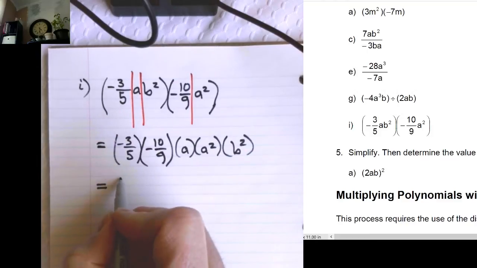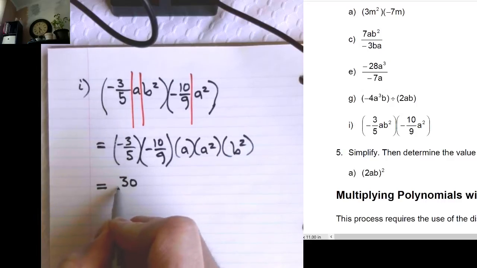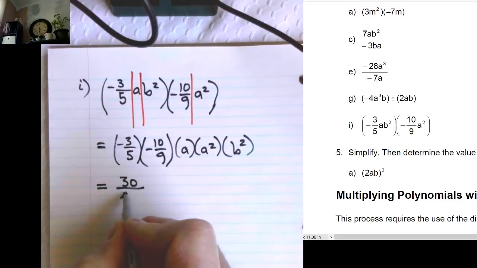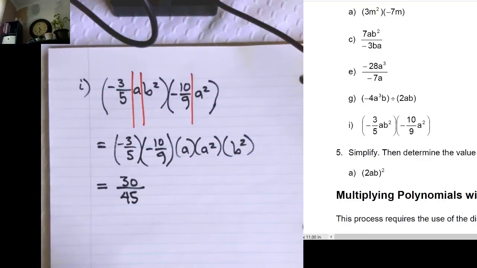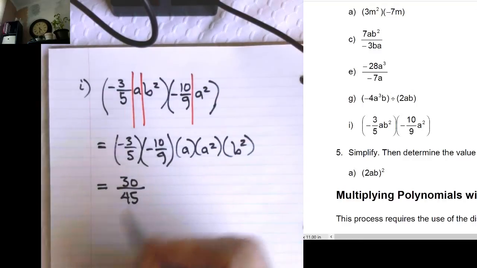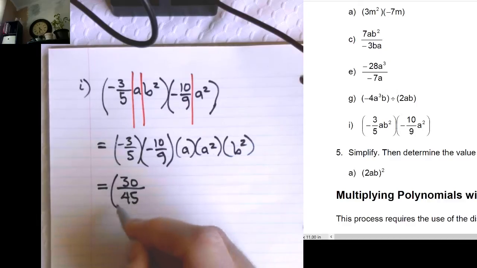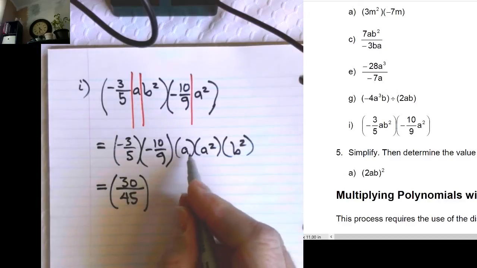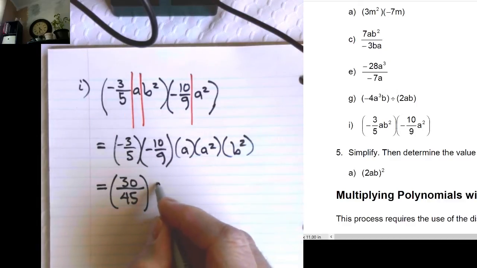3 times 10 is 30. 5 times 9 is 45. Not the best way to handle that fraction, but it's the quickest and easiest way to handle it right now. Okay, so we'll leave it like that. We've got a times a squared. That leaves me with a cubed.